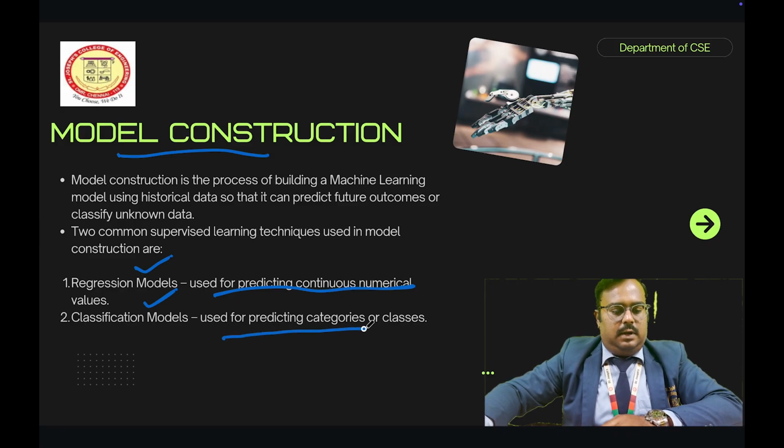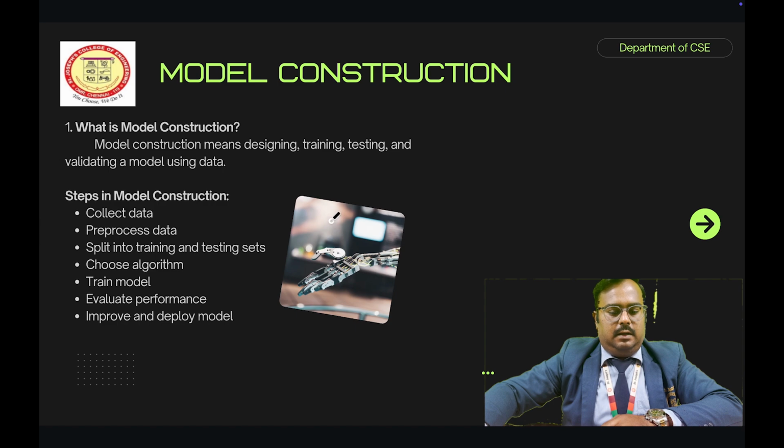So first one, what is model construction? It means designing, training, testing and validating a model using data. So what is meant by designing? Designing you already know, right? First we have to design the model. After that we have to do the training, and after that we have to test the overall model performance, and finally we have to validate the model using data.